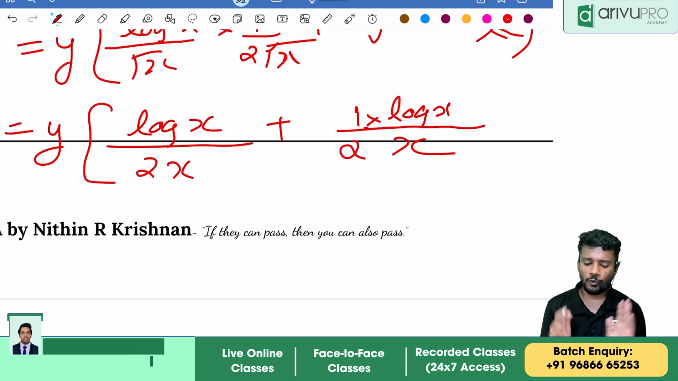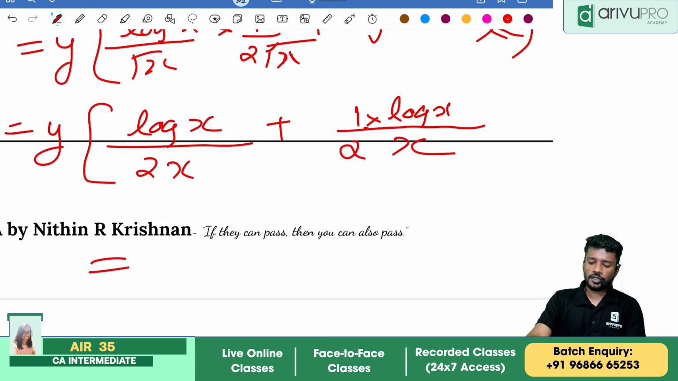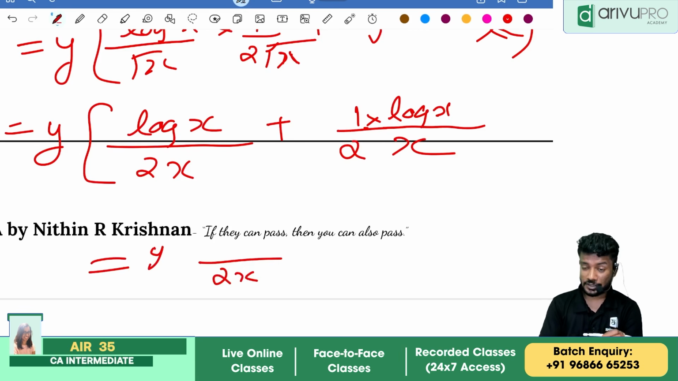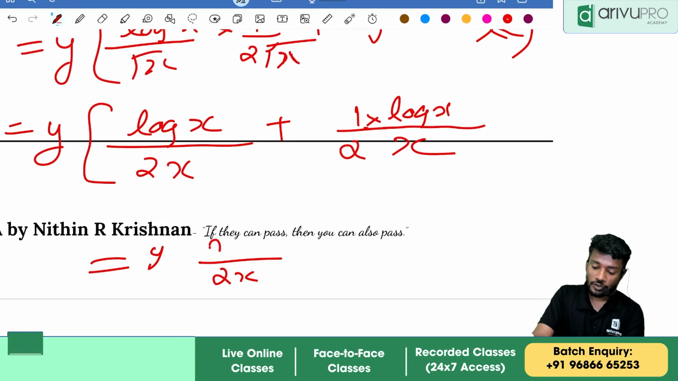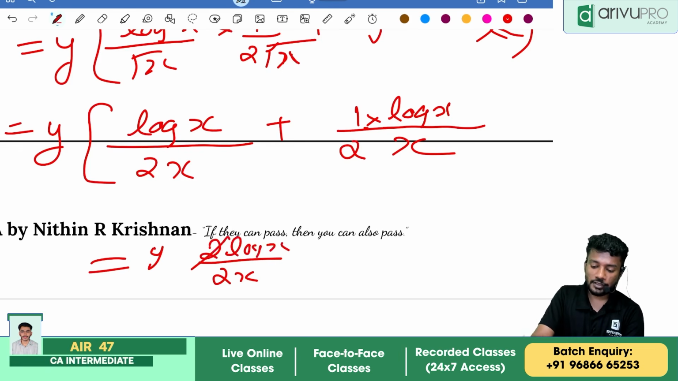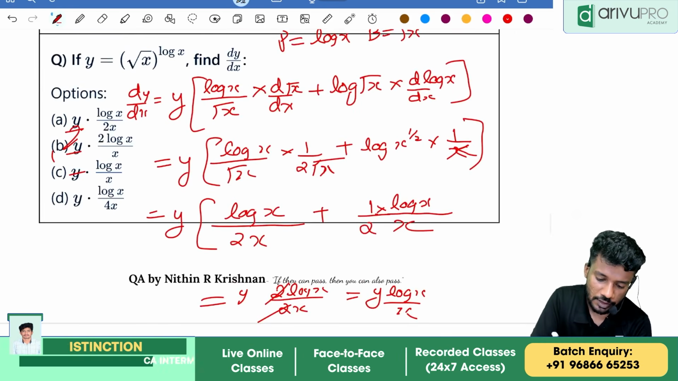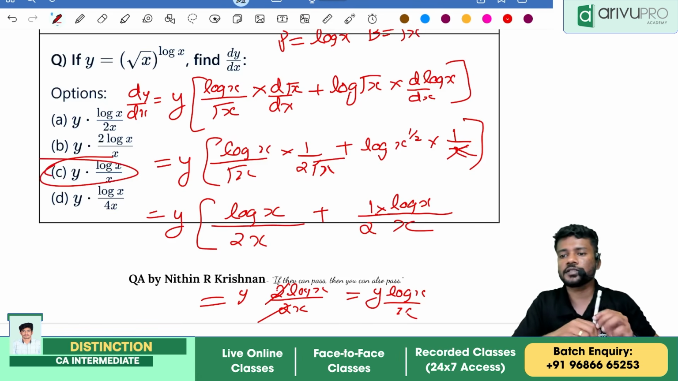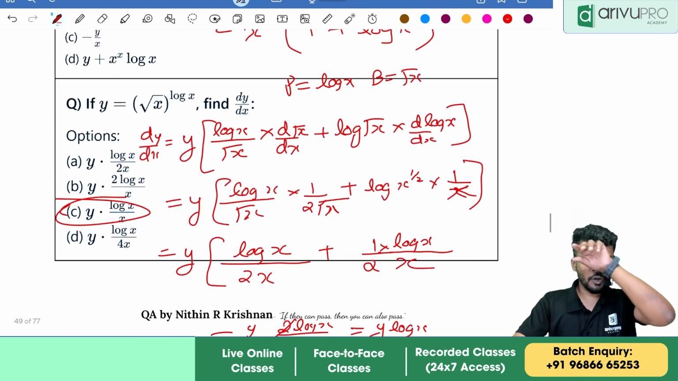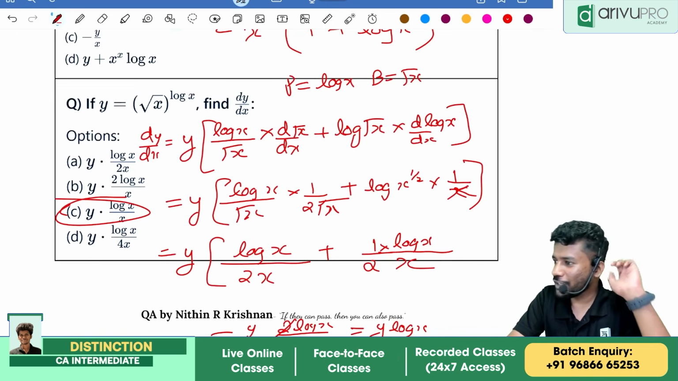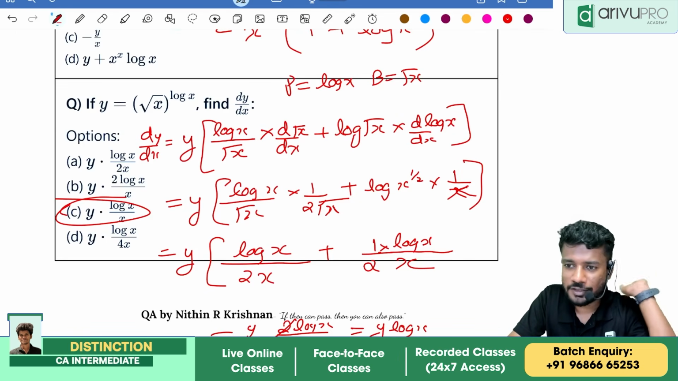Now you tell me 1 into log x is what? Log x itself. Now what is here? You tell me. Is the denominator common? Yes. So 2 root x is here. What is log x plus 2x is there? What is log x plus log x? 2 log x. What all things are cancelled off? 2 cancel. What is remaining? Y log x by x. What is the answer? What is the answer? Option C? Yes. Got the point? Yes. Remember this formula? I'm telling you, if you get the question, 1 mark. Done. Just remember when you solve this form. Done.